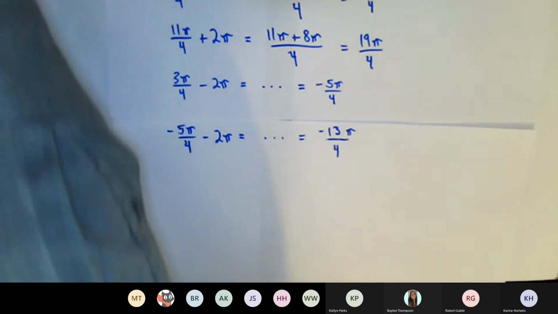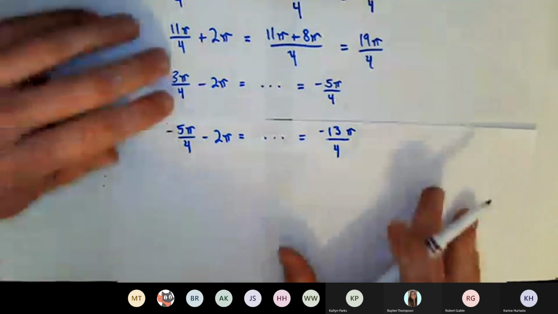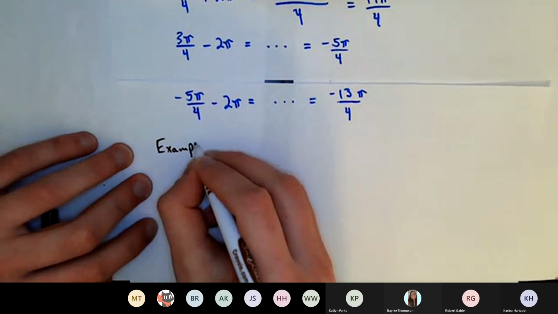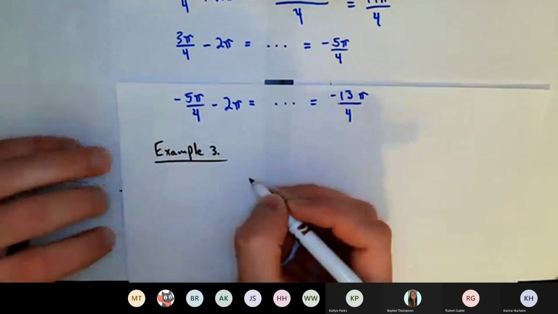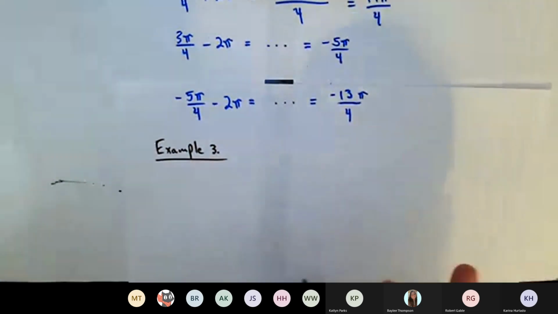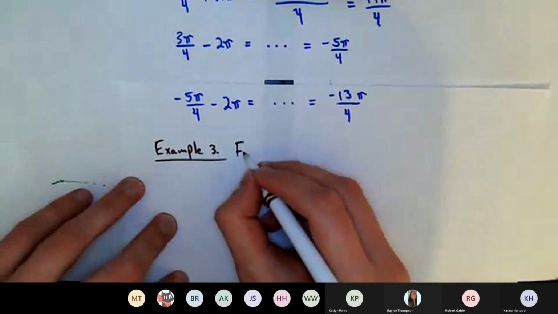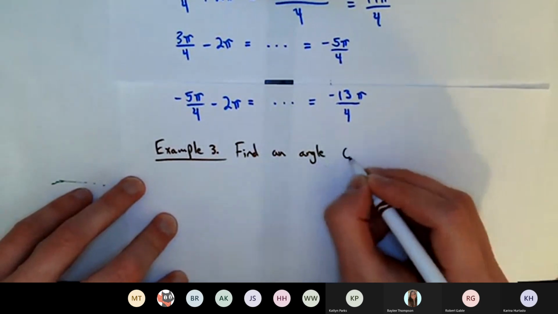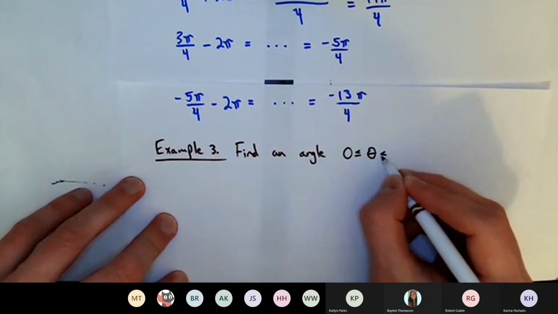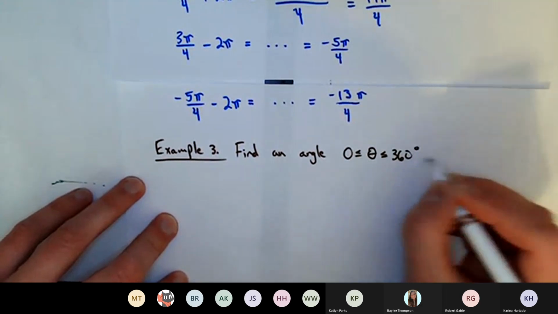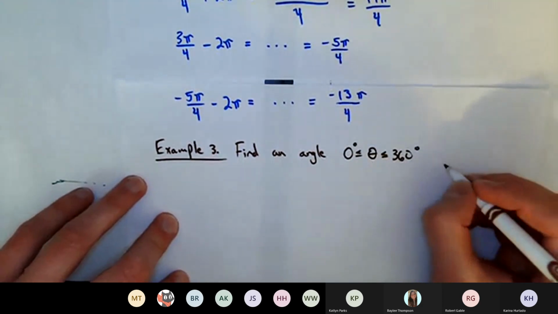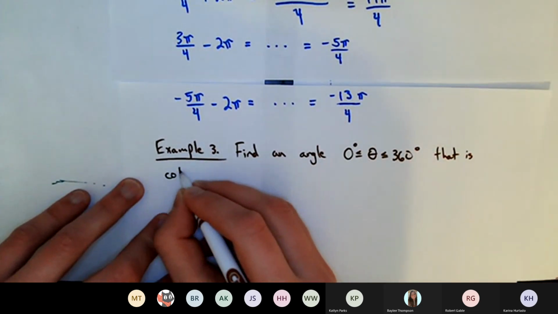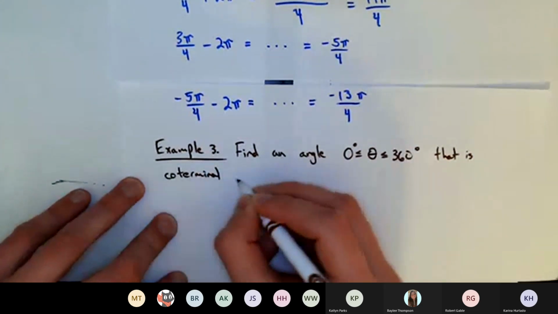Next example is example 3. As I write this, are there any questions so far? Think about any questions you have as I write this example. Okay, no questions.